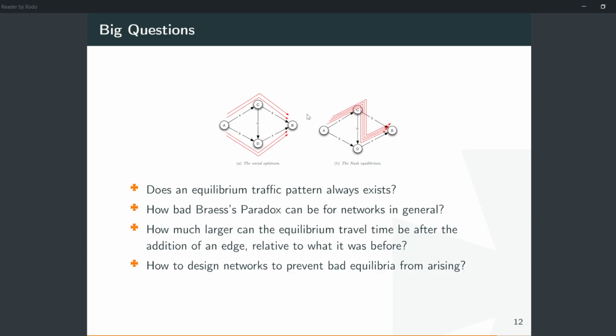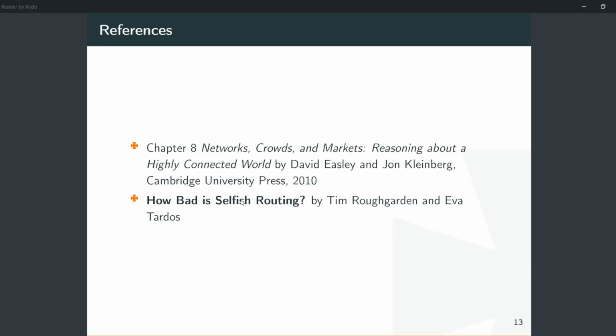It turns out that if the travel time function, for example here, for any edge is a linear function of the number of cars going through that edge, then this Braess paradox is as bad as it can happen. So there cannot be even worse stuff. That's only for linear, and this result was proven by Roughgarden and Tardos in the paper How Bad is Selfish Routing. You should definitely check this paper out.